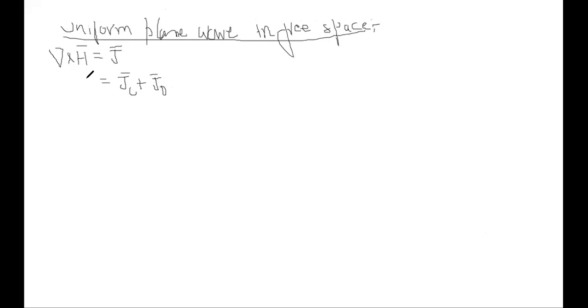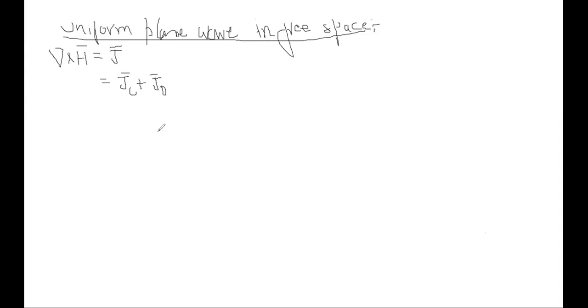This is a uniform plane wave in free space, the first topic in the third unit. Using the second Maxwell's equation, the modified Ampere circuit law, take del cross H bar is equal to J bar, that is J_C bar plus J_D bar.